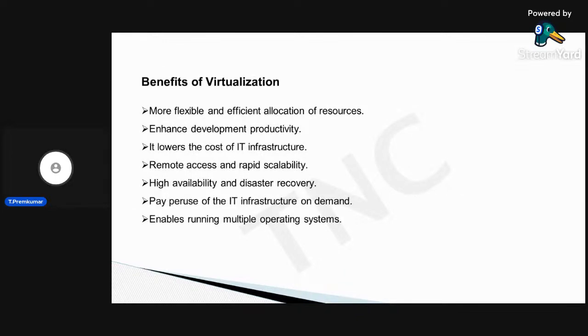What are the benefits we have in virtualization? More flexible and efficient allocation of resources, enhanced development productivity, it lowers the cost of IT infrastructures, remote access and rapid scalability, high availability and disaster recovery, pay per use of the IT infrastructures on demand, and it enables running multiple operating systems.